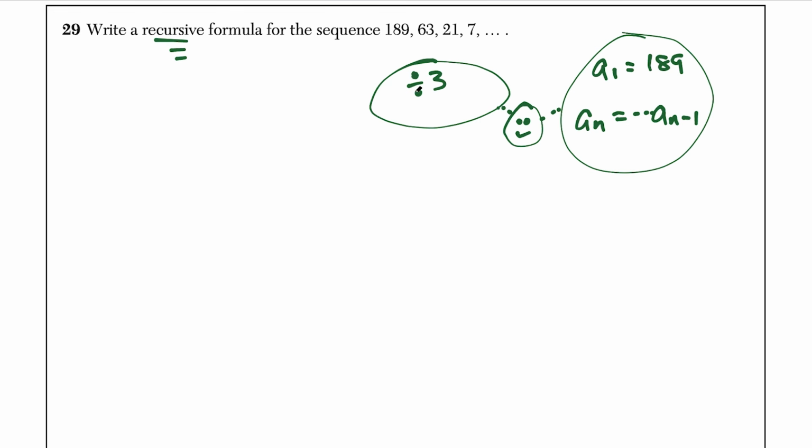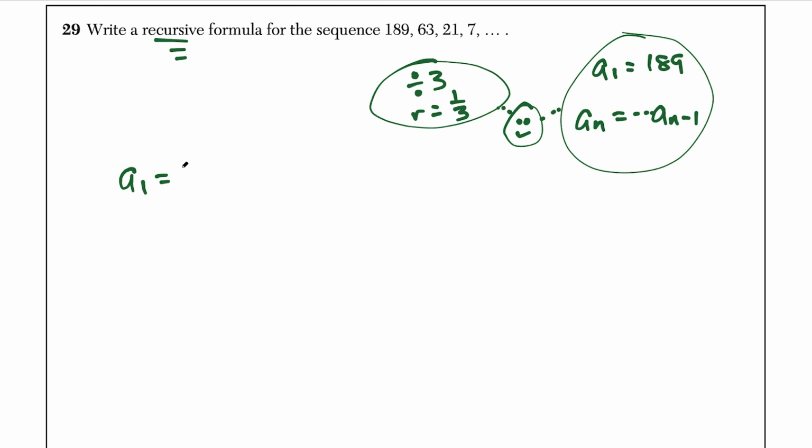So right away, I could see that this is geometric because when you multiply or divide by the same number each time to get to the next term, that's a geometric sequence. But a nicer way of saying divide by 3, we could say that our common ratio is 1/3, that we're multiplying by 1/3 each time.